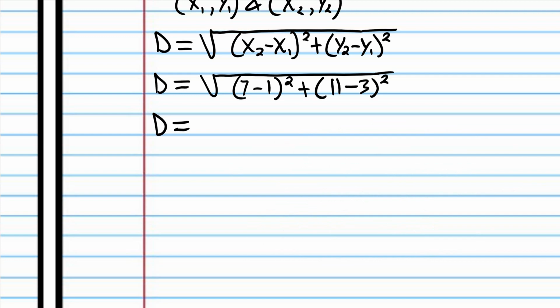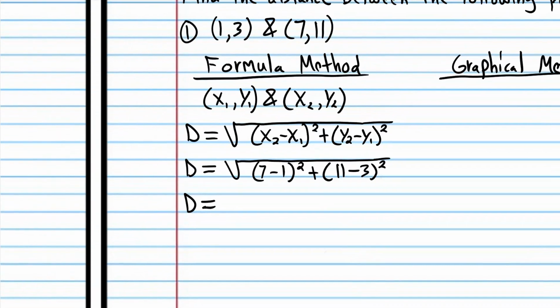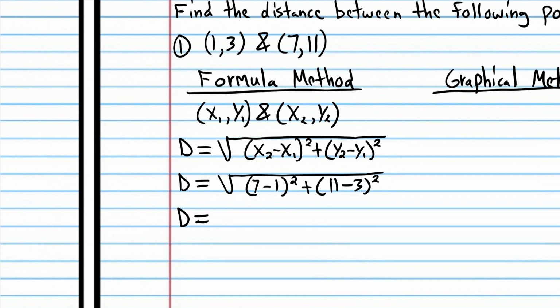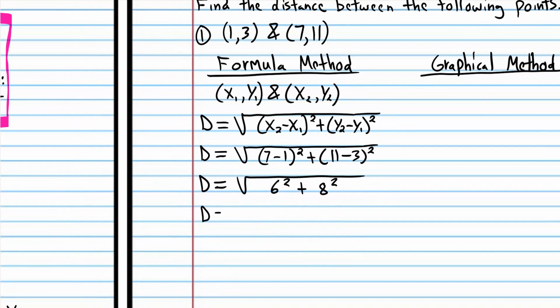So I know that's kind of a boring thing to go into, but I just wanted to explain that real quickly. So what we're going to do is we're going to do the parentheses first. So 7 minus 1 is 6, and 11 minus 3 is 8. And PEMDAS tells us then to do exponents. So 6 squared is 36, 8 squared is 64. Then we're going to add and we get 100.